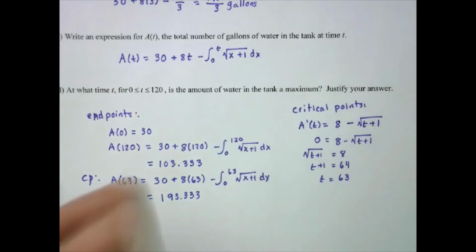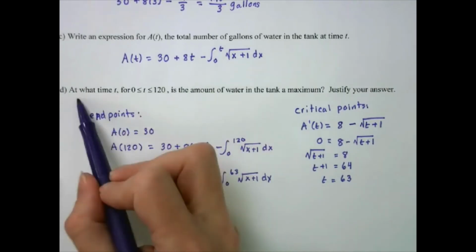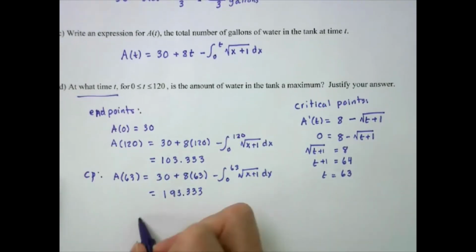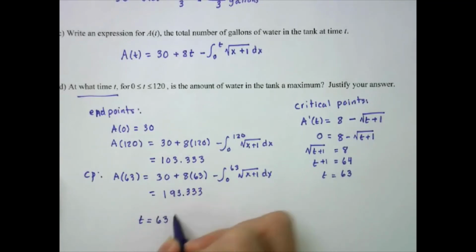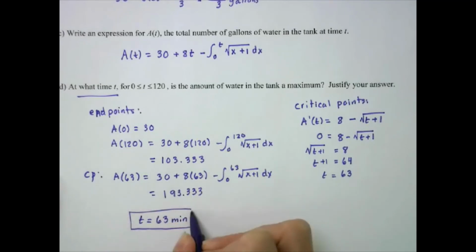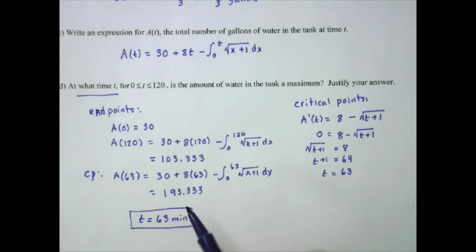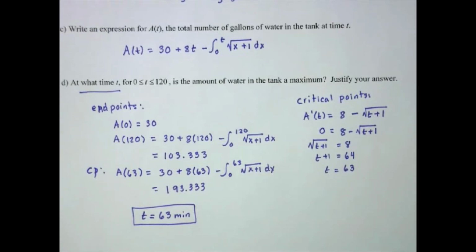So look at what it's asking. It says, at what time? So our answer is going to be t equals 63 minutes. Sometimes they'll ask for what is the maximum amount, and then that would be 193. So just pay attention to that.